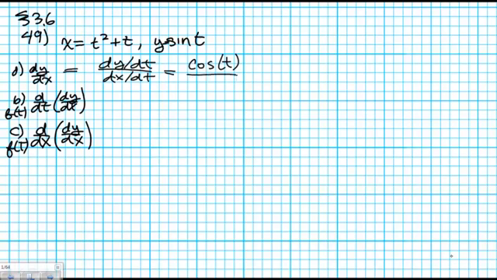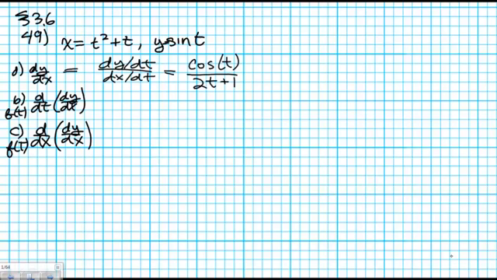If I want the derivative of x with respect to t, I'm going to get 2t plus 1, and that indeed is dy/dx, and it's a function of t. Part A is done. So far, so good. Let's go to the second one.